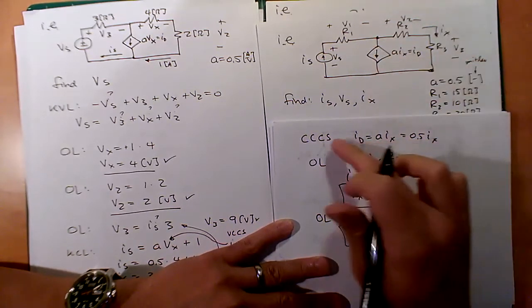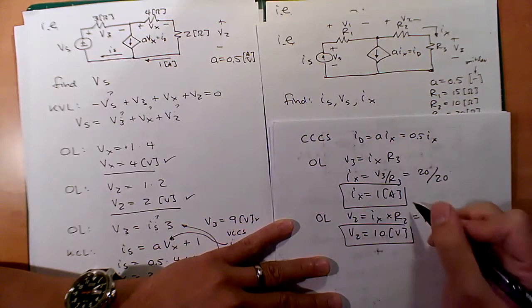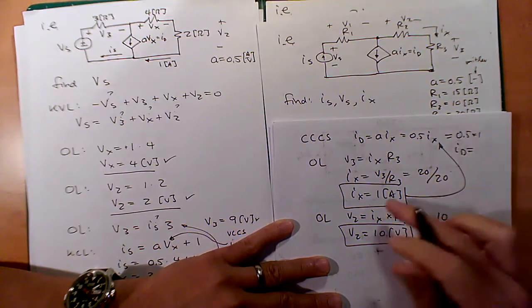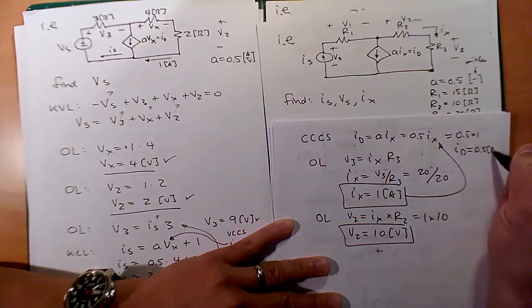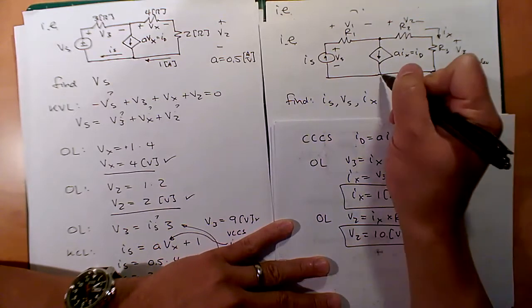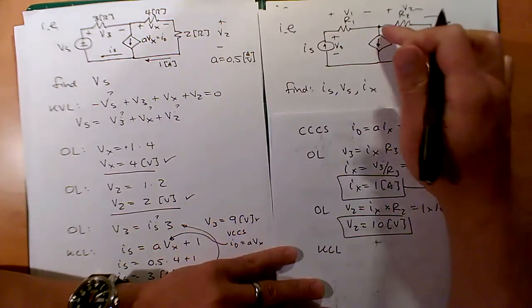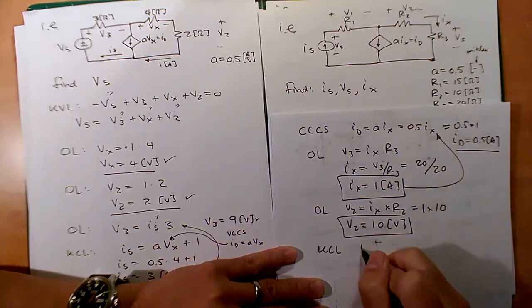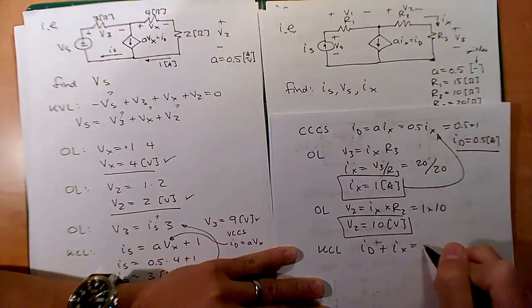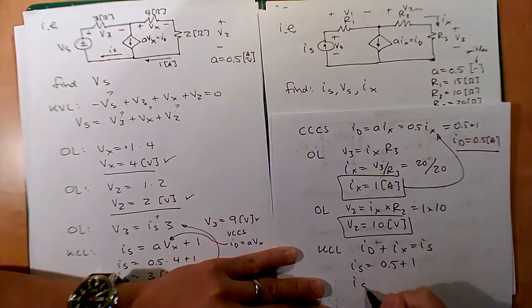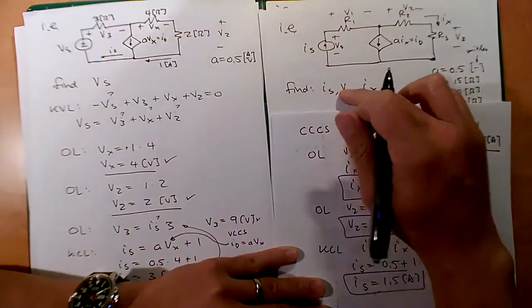Okay. What's next? We can go back to this current controlled current source. And since we know Ix, I'm going to plug that in here. So this is 0.5 times 1. So ID is equal to 0.5 amps. Nice. We can go to the bottom here and do a KCL and get this Is. So KCL would say what's coming in, this ID and Ix. So ID plus Ix is equal to Is. So Is is equal to ID, which is 0.5, plus Ix, which is 1. So Is is equal to 1.5 amps. That's this one, done.